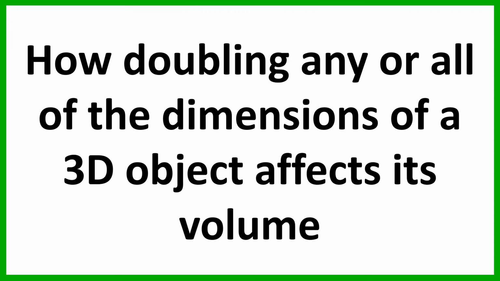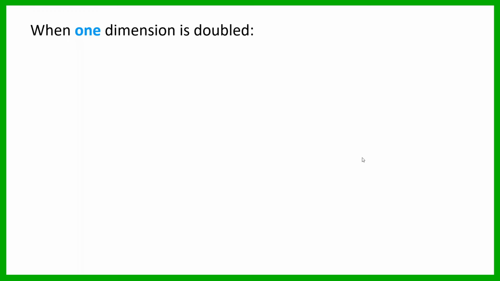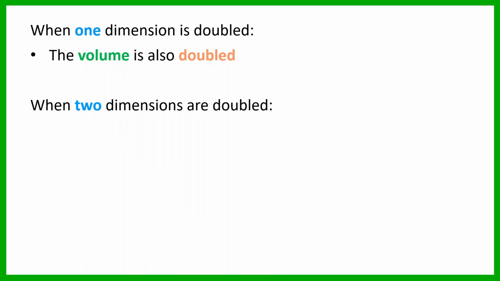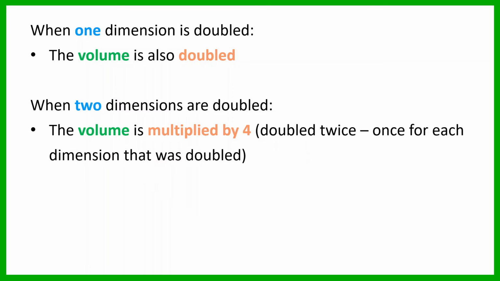Okay, so now let's go and have a look at the patterns that you should have seen emerging when we did this activity. So when we double any or all of the dimensions of a 3D object, the volume is going to be affected, okay? So first of all, if you double one dimension, we found that the volume will also be doubled, okay? We had to multiply by 2 to get the new volume. If you double two dimensions, then the volume is multiplied by 4, which is the same as doubling twice. You double once for each of the dimensions that was doubled.